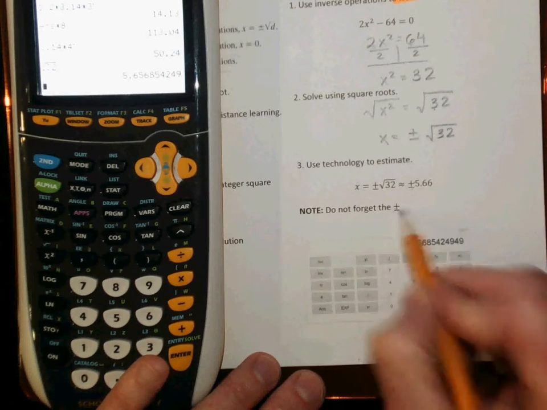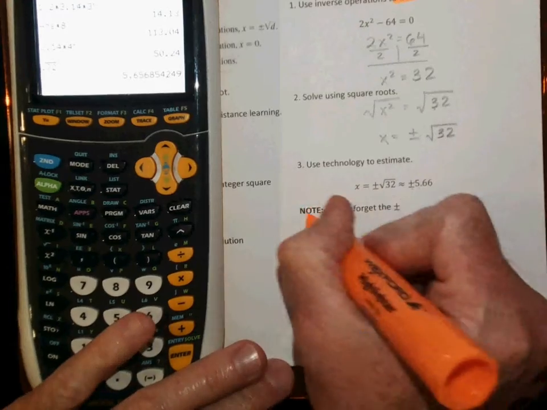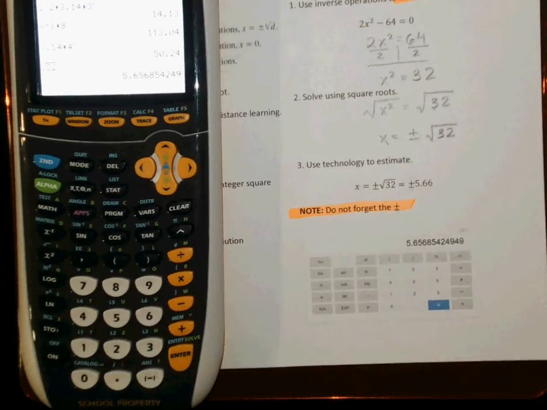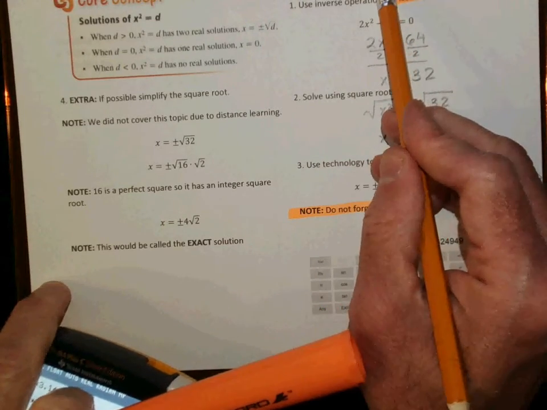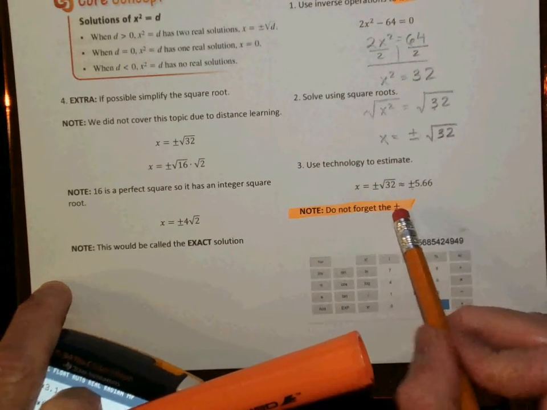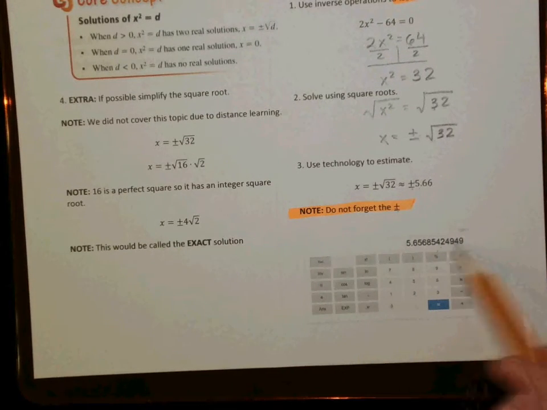Don't forget the plus or minus in your solution, because there are going to be two solutions to quadratic equations. If this power is a 2, there'll be up to 2 real solutions. Now this down here shows when I use the Google calculator.